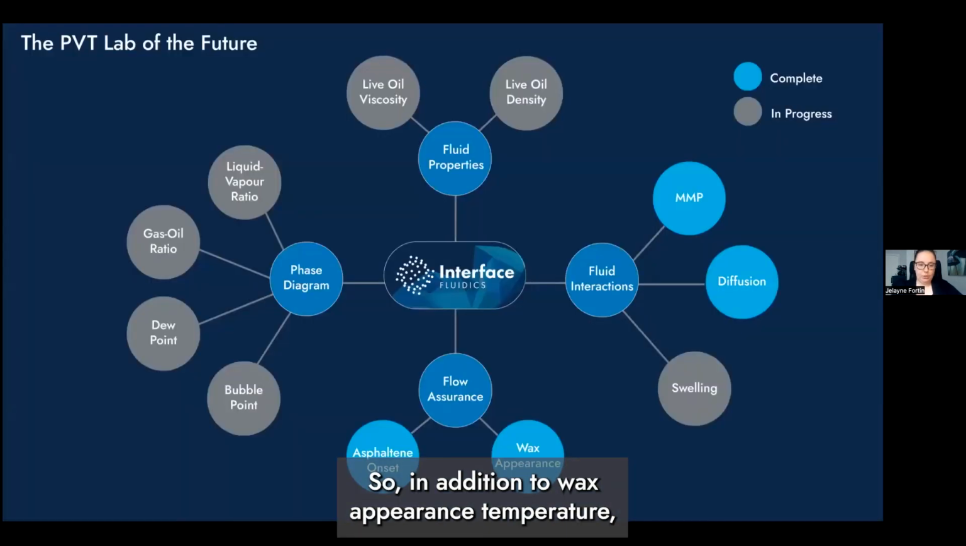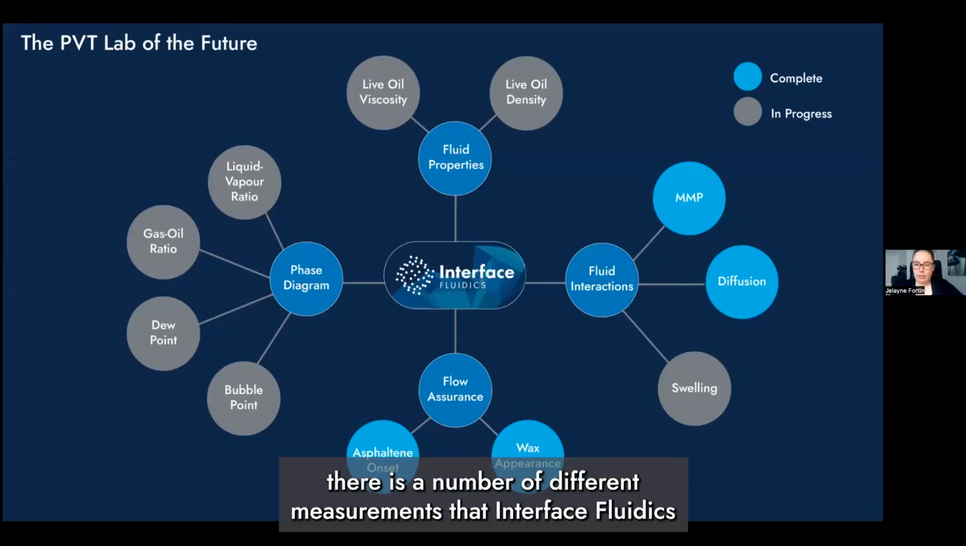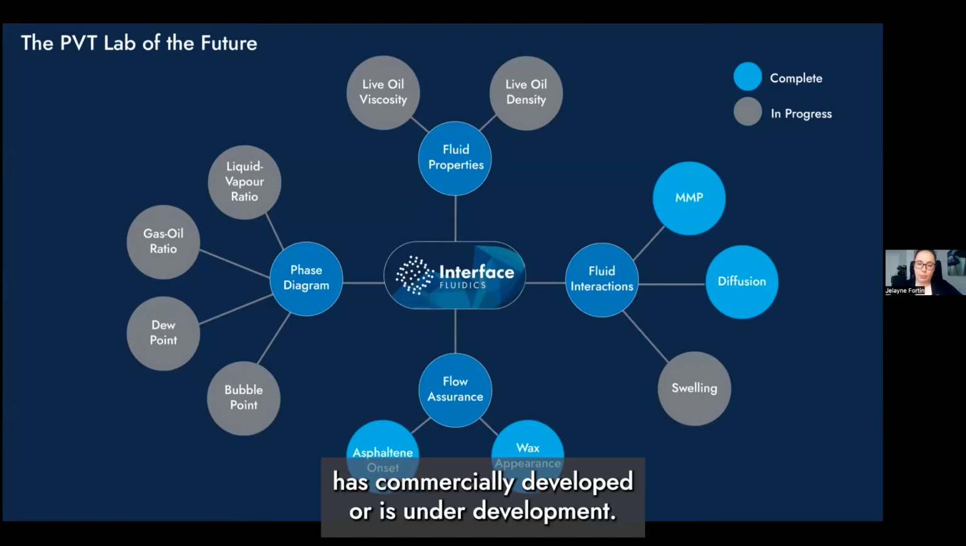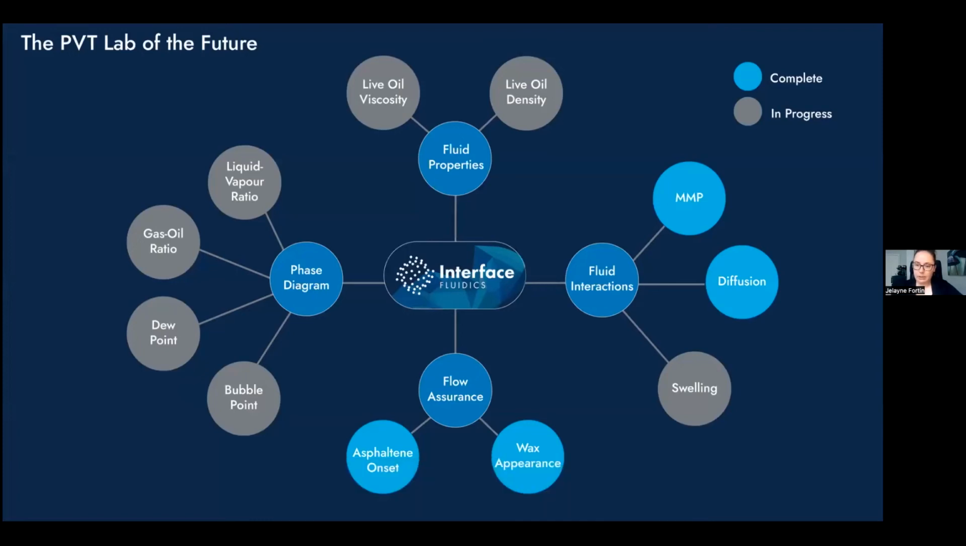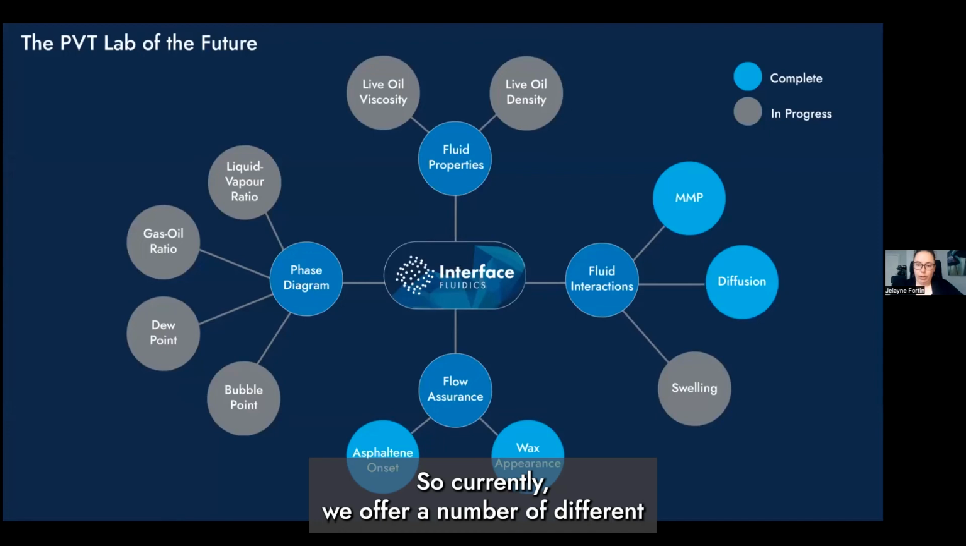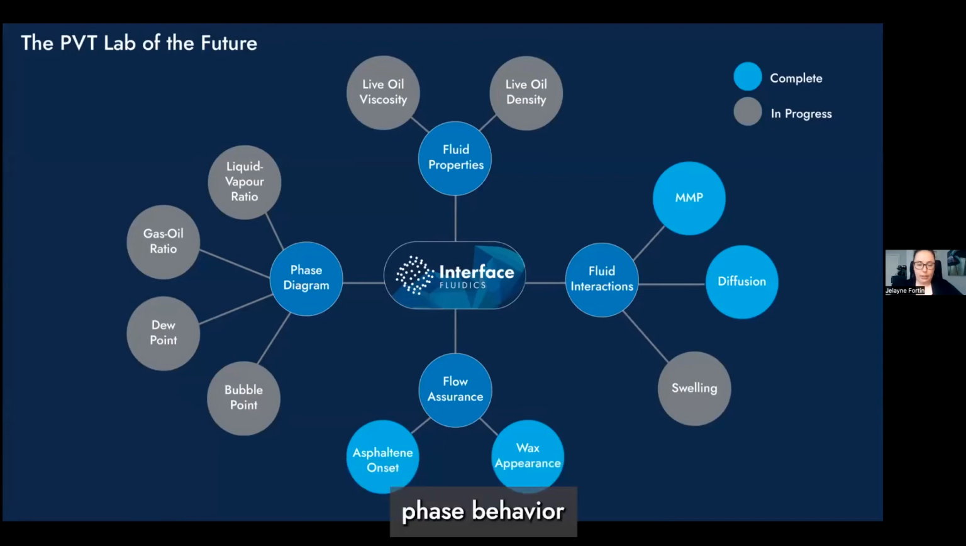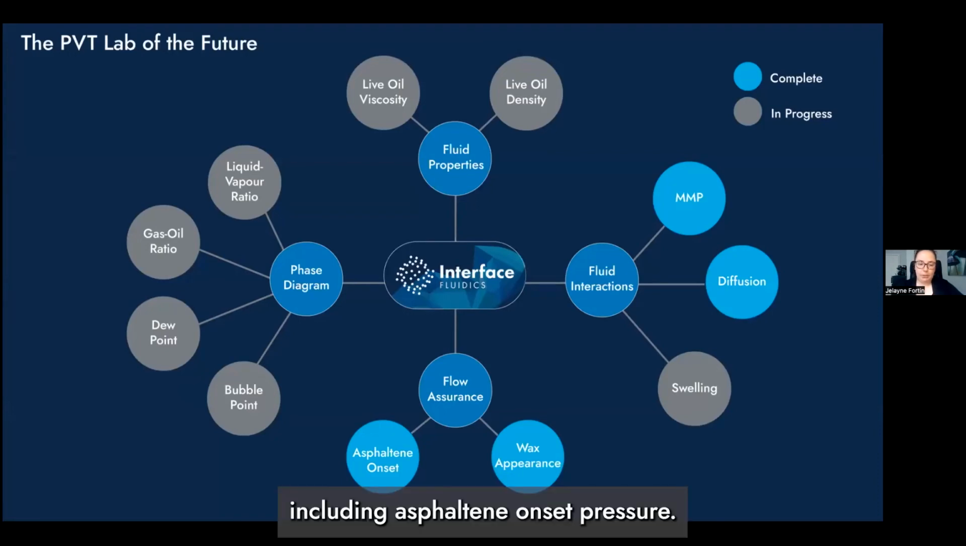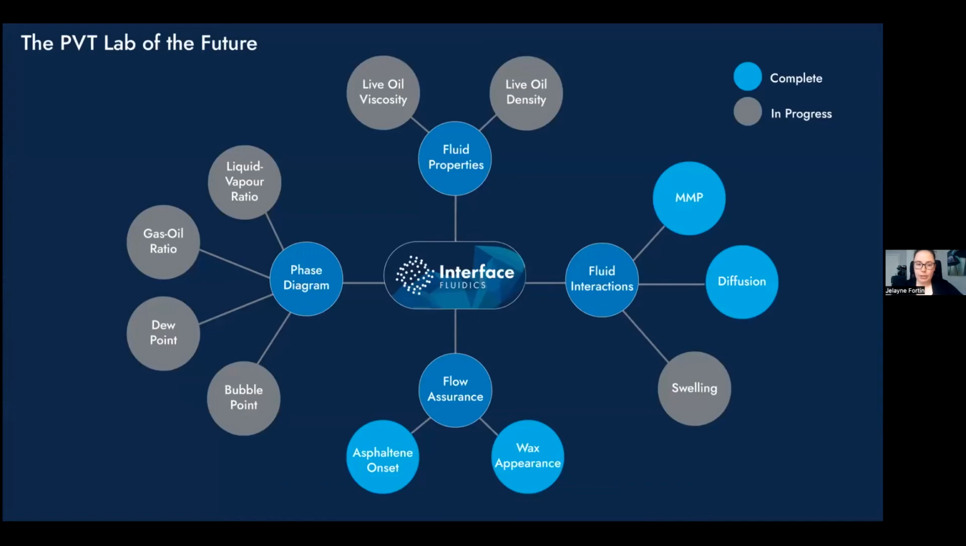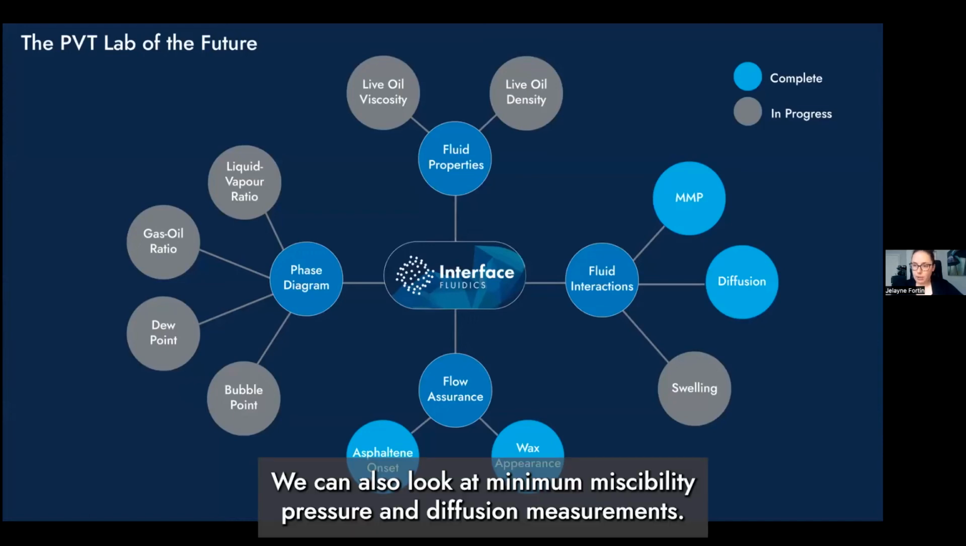In addition to wax appearance temperature, there's a number of different measurements that Interface Fluidics has commercially developed or under development. Currently we offer a number of different phase behavior testing that is fully commercial, including asphaltene onset pressure. We can also look at minimum miscibility pressure and diffusion measurements.